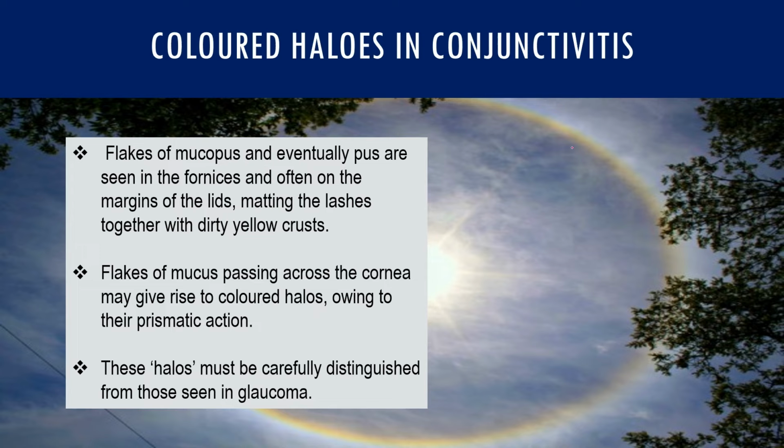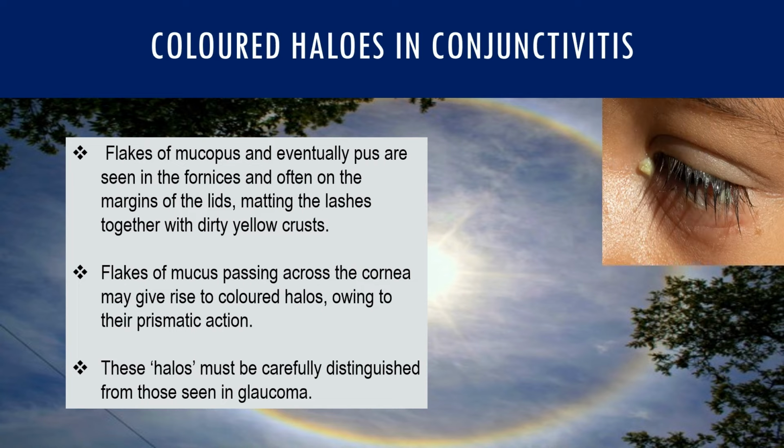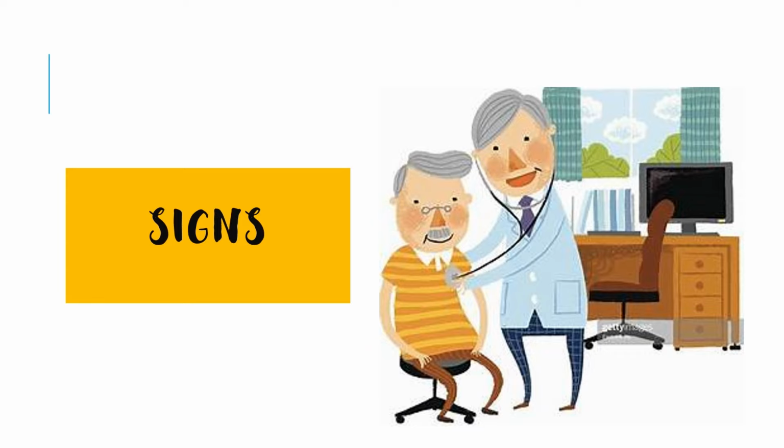So colored halos are nothing but these rainbow colors that you see around a light. The patient might complain that whenever he looks at a source of light, he sees this rainbow in a circular form around that light source. So that is called a colored halo. It's very important to differentiate whether you are dealing with the colored halos of conjunctivitis or of glaucoma, because both of them are going to present with redness of the eyeball. The basic reason here is flakes of mucus passing across the cornea causing the prismatic effect.